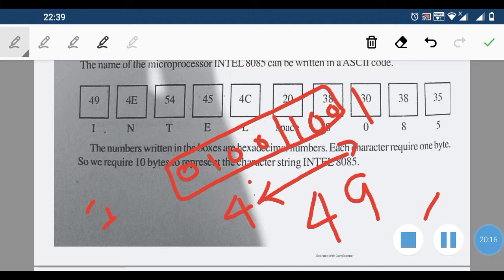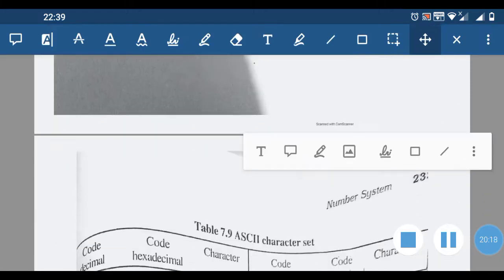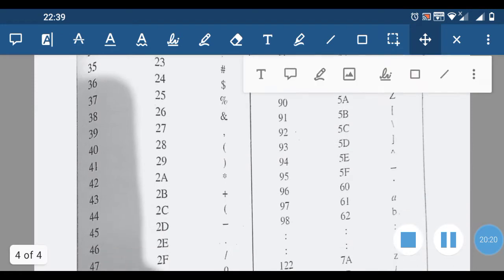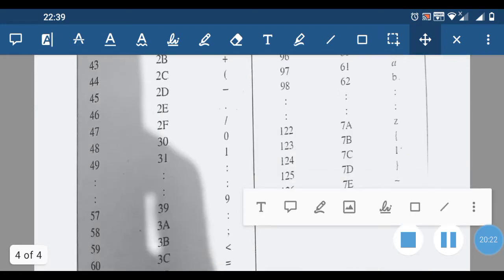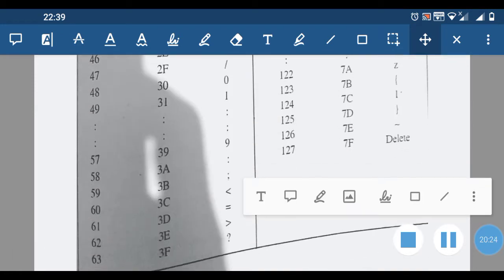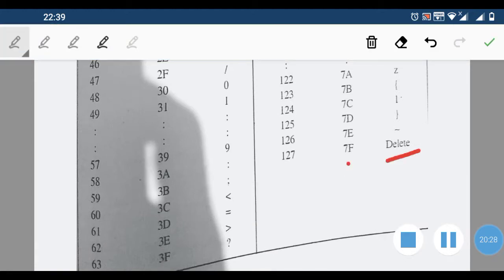You can see here the chart of the whole character set, which need not be remembered. For the delete option, when you press delete, it is represented in the microprocessor as 7F, and the corresponding binary is recorded in the memory space. So that is all about character representation.